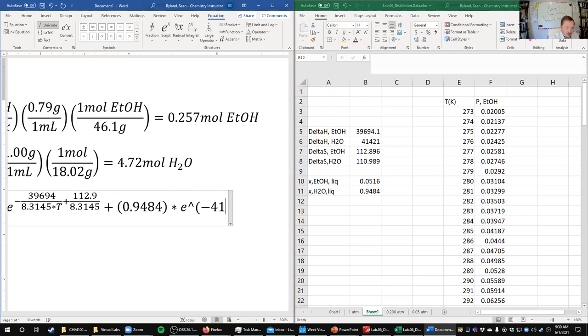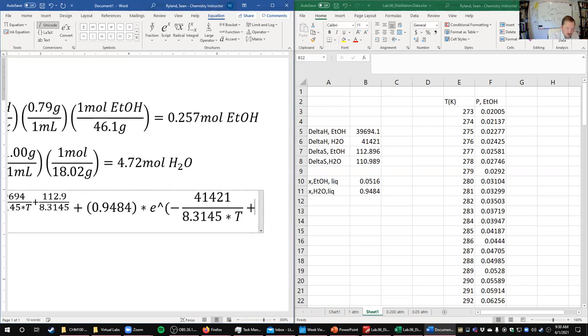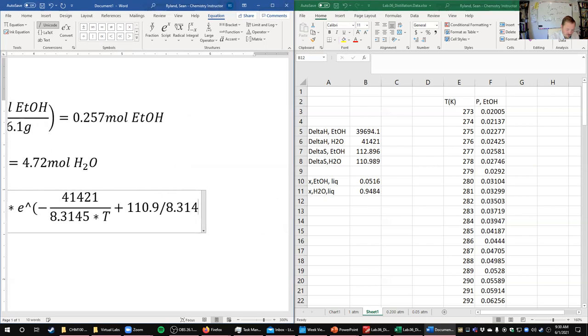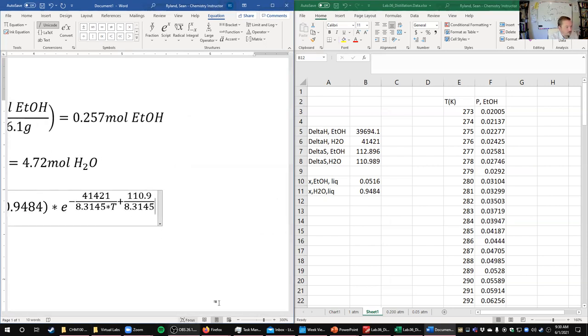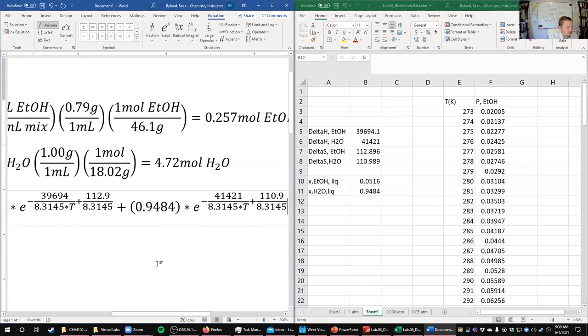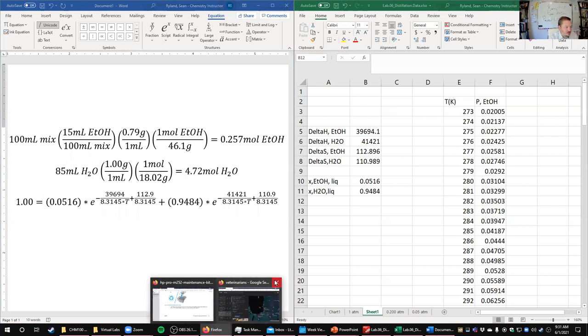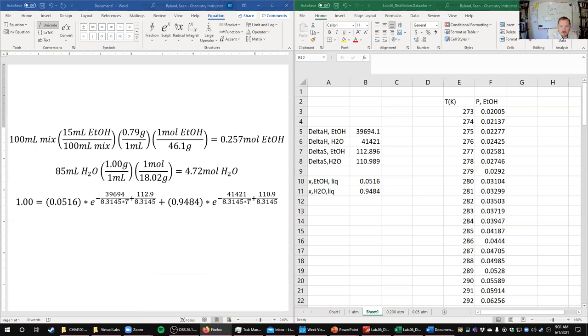Negative delta H of water is 41421 over 8.3145 times T. Delta S for the water is 110.9 over 8.3145. So this is the equation that we're actually trying to solve for. We want to solve for T here. And let's see, can you just use Symbol Lab?